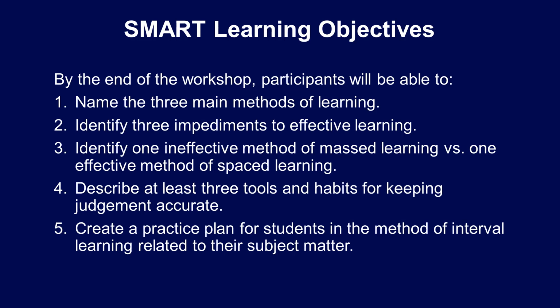By the end of this workshop, participants will achieve 5 learning objectives. 1. Name 3 main methods of learning. 2. Identify 3 impediments to effective learning. 3. Differentiate between an effective method of spaced learning and an ineffective method of mass learning. 4. Describe a minimum of 3 tools or habits for keeping judgment accurate. And 5. Create a detailed practice plan for students in the interval learning method as related to their subject matter.